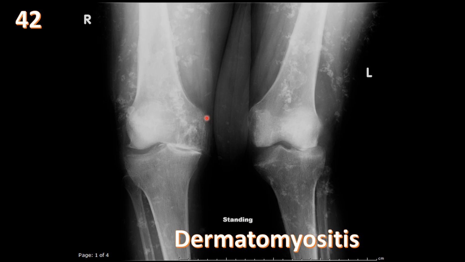We saw previously the acute finding with muscle edema and enhancement, but later on when you have muscle and tissue necrosis, it ends up calcifying. And with diffuse soft tissue calcification, dermatomyositis is in the differential diagnosis.